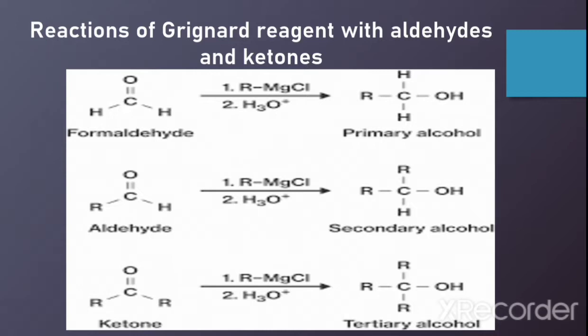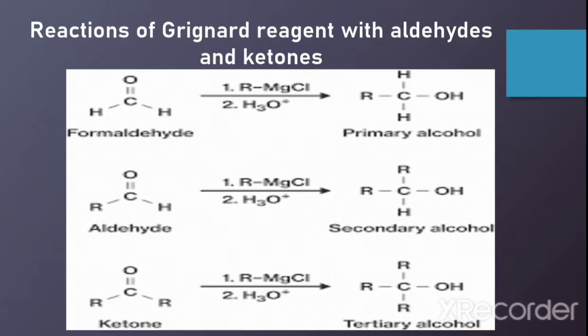The other reaction is with an aldehyde. It will react with the Grignard reagent and hydronium ion, and we have our secondary alcohol. It is known as a secondary alcohol because the carbon attached directly to the hydroxyl group is further attached to two alkyl groups. And primary alcohols are those alcohols in which the carbon directly attached to the hydroxyl group is further attached to a single alkyl group.